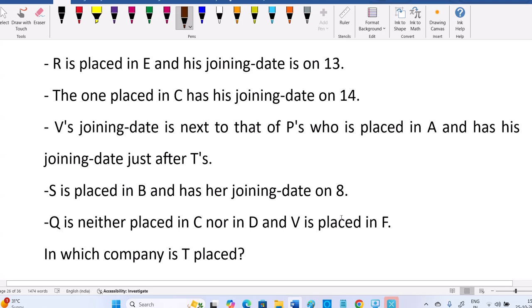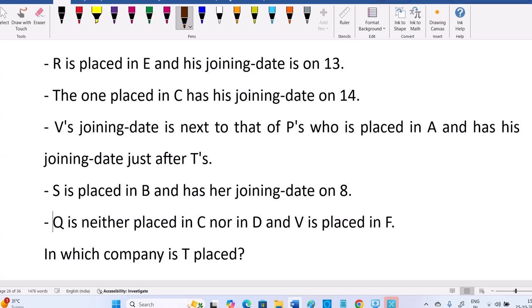Joining dates are 8, 9, 10, 11, 12, 13, 14. Sorry, people names are P, Q, R, S, T, U, V. Company names are A, B, C, D, E, F, G. That's it, not H also. Always be clear. Map the direct data. Whatever direct data is given, you first do that. Then the work is almost complete.